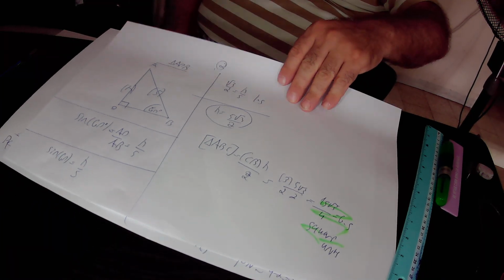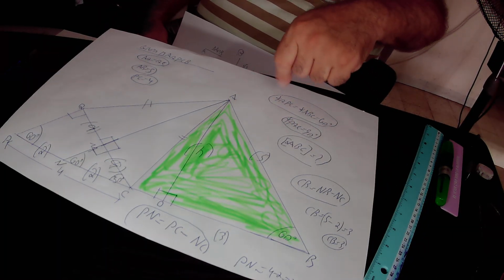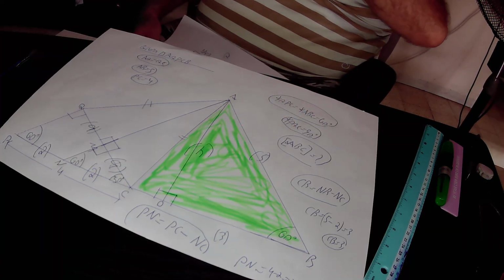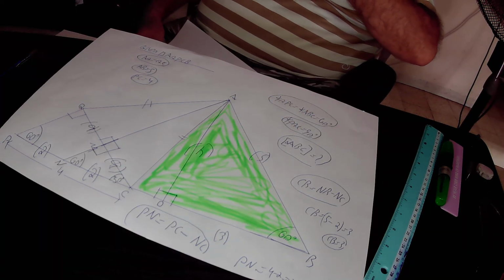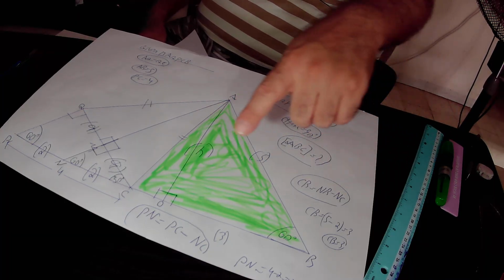Again, we found that the height to the base BC equals 5 times square root of 3 over 2 units in length. Our task is to find the area of this triangle, triangle ABC. The area of triangle ABC must be equal to the base BC times the height over 2.